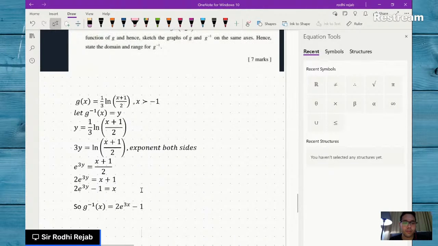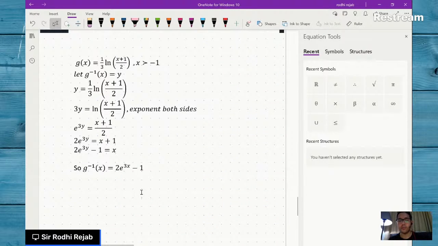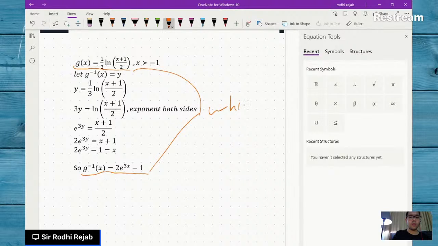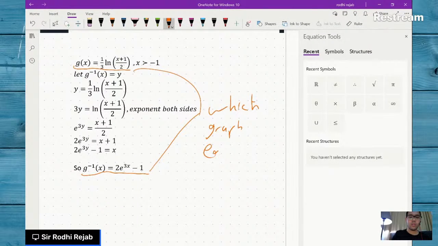Okay, now we want to sketch the graph. Since they are inverse of each other, you need to ask yourself which graph is easier to draw. Let me just make a big comment. That one. This one. My argument right now, the answer is the g inverse, because exponent is a lot easier compared to ln.